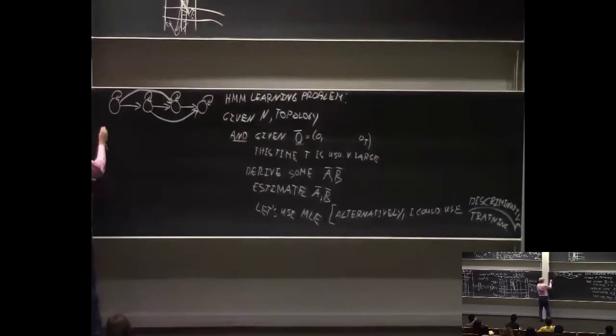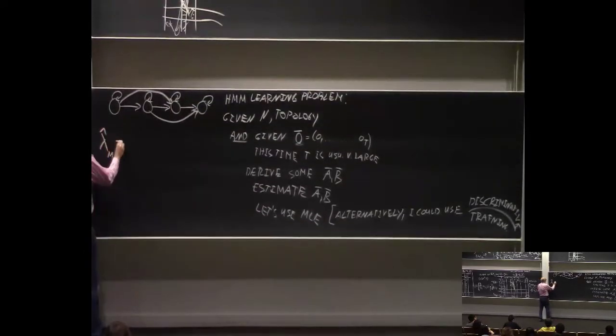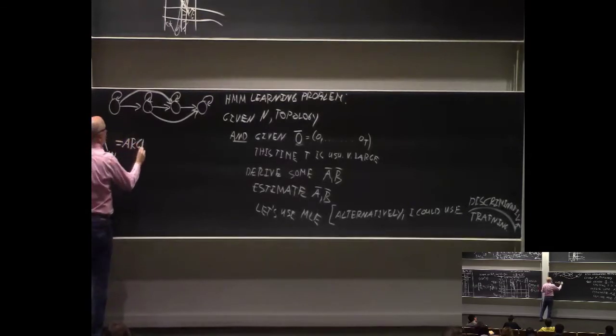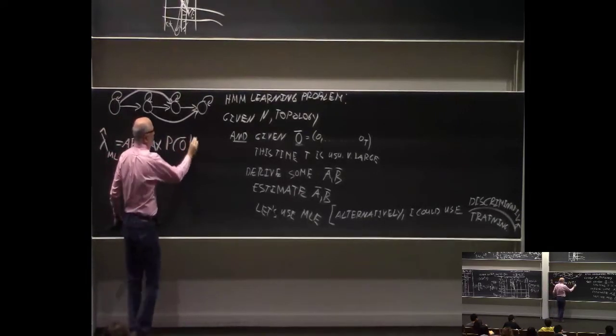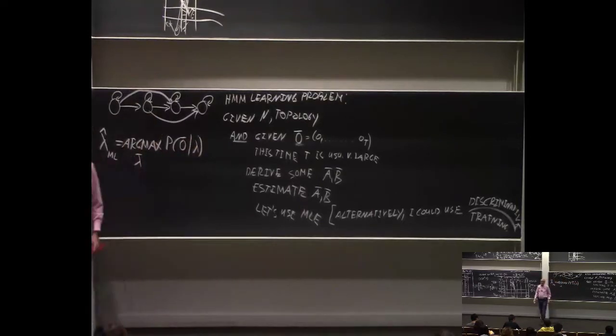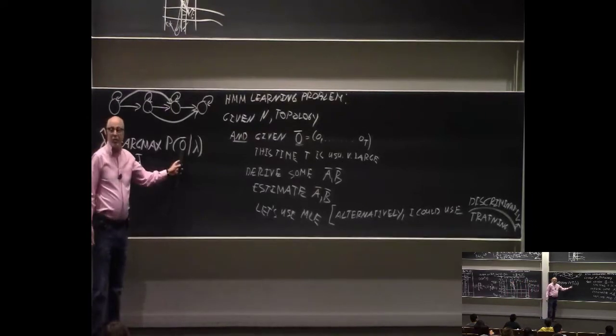The maximum likelihood estimator is defined as the argmax over all possible models of the probability of the sequence given the model. That's it. That's the maximum likelihood definition. This is given. It's fixed. This is what we're searching over. But this is a very large space to search in, right? It has as many dimensions as there are parameters in the transition and emission probabilities.